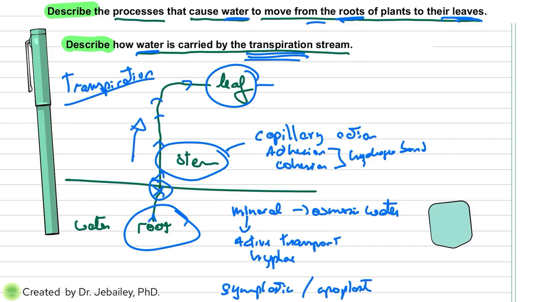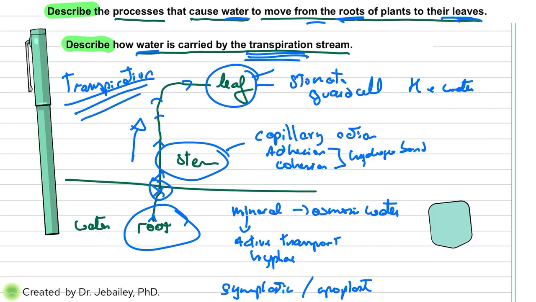Once you get to the leaf, you can talk about the stomata. You can talk about the guard cells, how the guard cells control the opening of the stomata. And if you want, you can talk about how guard cells open and close by talking about the potassium and the water. And you can talk about how the water will evaporate through the leaves, which is known as transpiration.